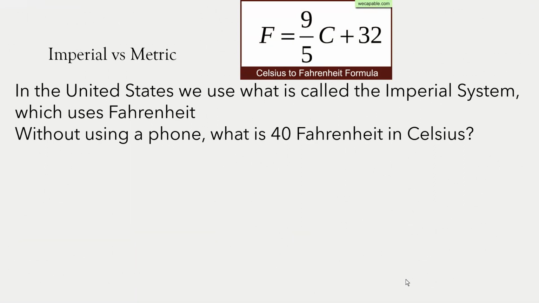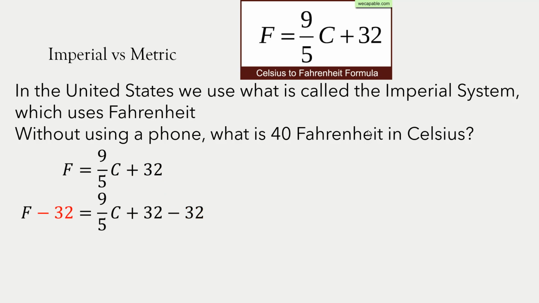So imperial versus metric. In the United States, we use what's called the imperial system, which uses Fahrenheit. Without using a phone, what is 40 degrees Fahrenheit in Celsius? Right now, the formula gives Fahrenheit in terms of Celsius, so we have to convert the formula over. So F is equal to 9/5 C plus 32.